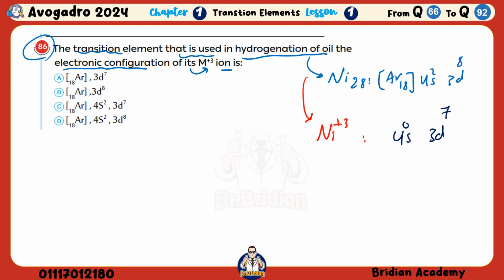And as we mentioned before, maybe in some books you will find 4s0 3d7, or in other books you will not find 4s, and you will find in the choices 3d only. Okay, and this is found in the letter A, argon 18, 3d7.